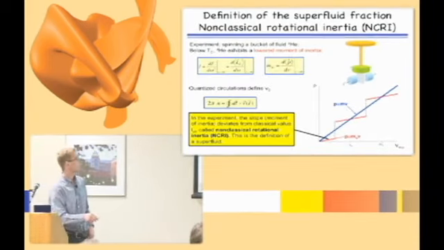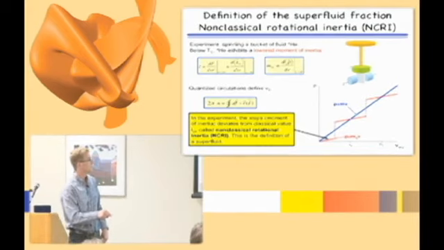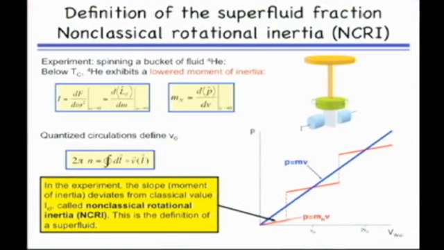The signature that arises: the superfluid state below the transition has certain plateaus in your momentum distribution that are given by quantized circulation, given by this formula, and the superfluid will deviate from your classical line that relates momentum and velocity.